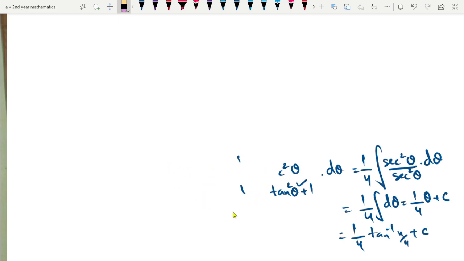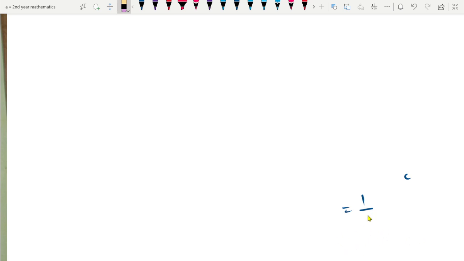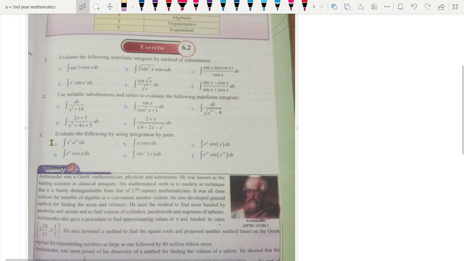Now we will discuss the second part of the question. You can also solve this question by letting it be something else. I can also solve it with another method.